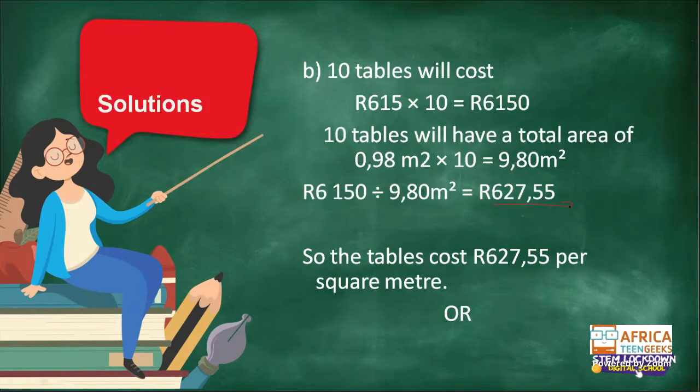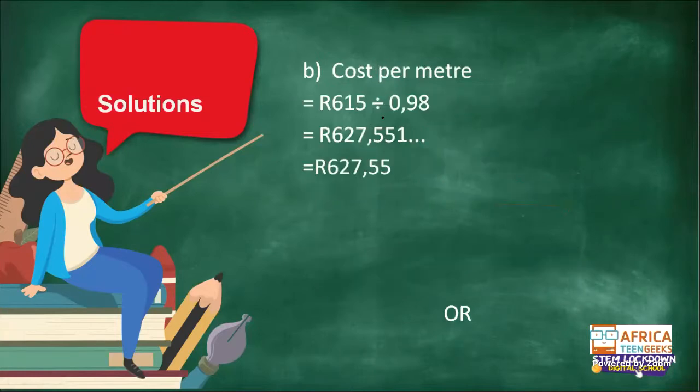That is for 10 tables, by the way. That's why I multiplied by 10 for the cost and the area. So the answer is 627.55. Or the easier way is to just calculate the cost for one table, which is 615 divided by 0.98. Then your answer is 627.551, which is rounded to 55.